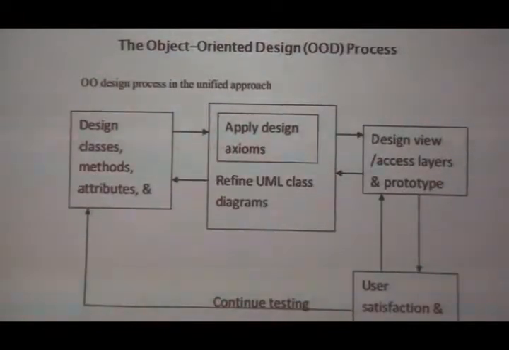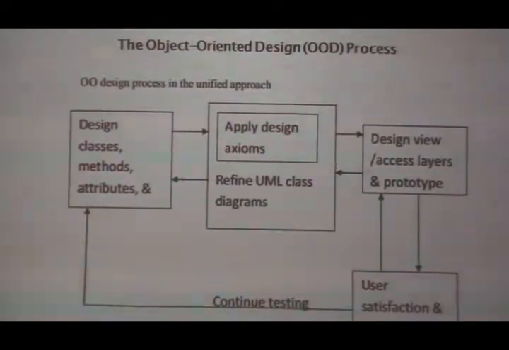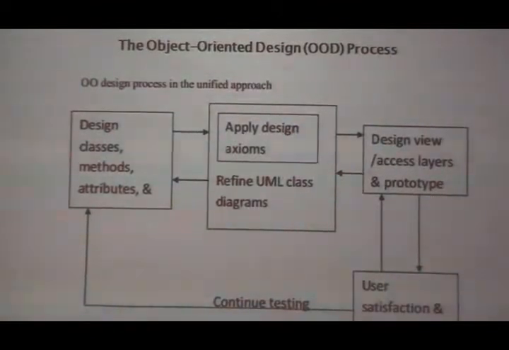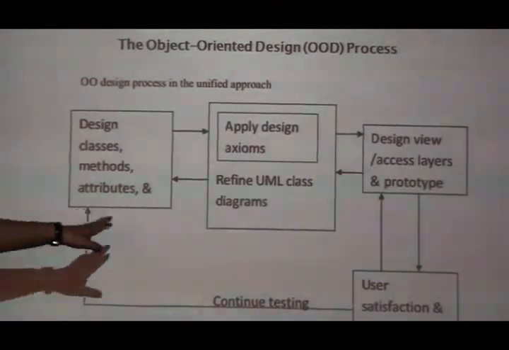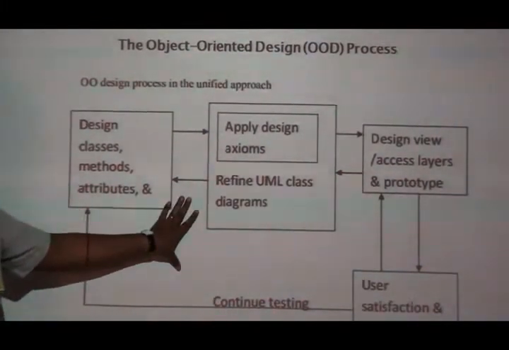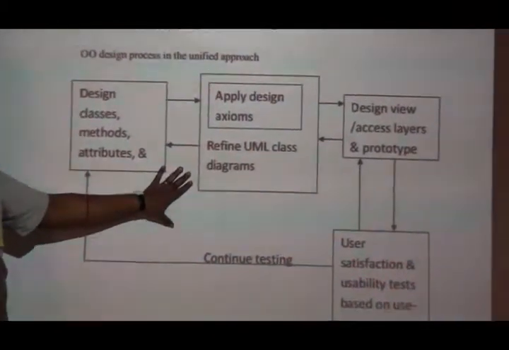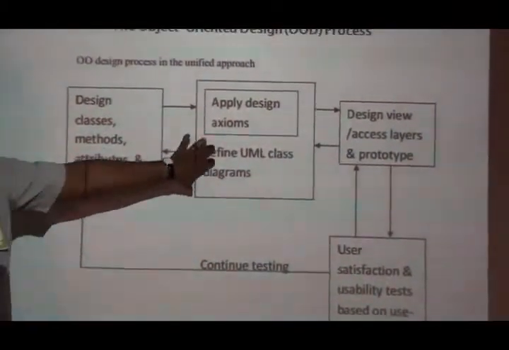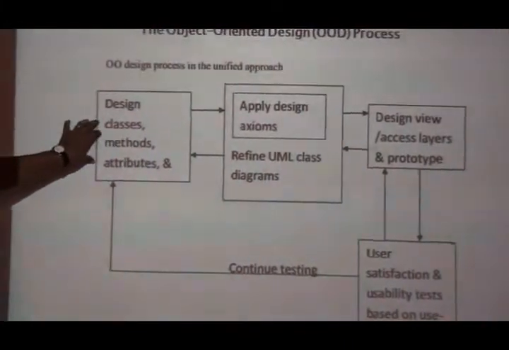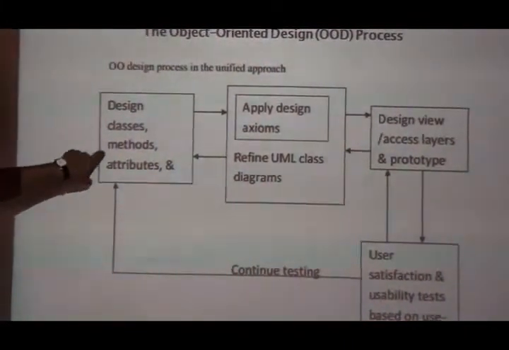The next one, the object oriented design process. Here we apply the design axioms identified during the analysis phase. What do we mean by axiom? An axiom is a fundamental truth. There are two types of axiom, the independence axiom and the information axiom. After applying the axioms, we design the classes, methods and attributes.